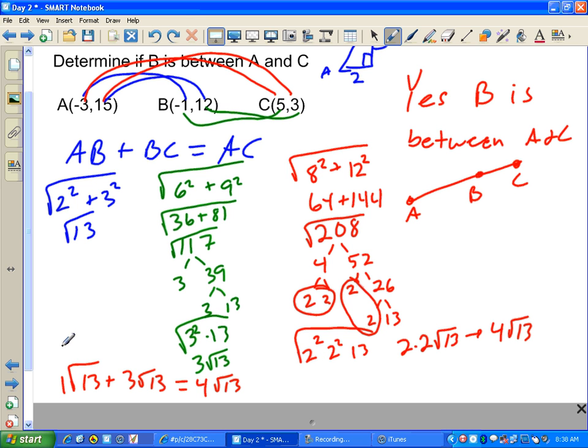If I had gotten something else here, so if I had square root of 5 plus 3 square root of 13, does that equal 4 square root of 13? Well, no, it doesn't, because the only way I get 4 square root of 13 is with another 1 square root of 13. So this would be no, and then I would know that they're not collinear.